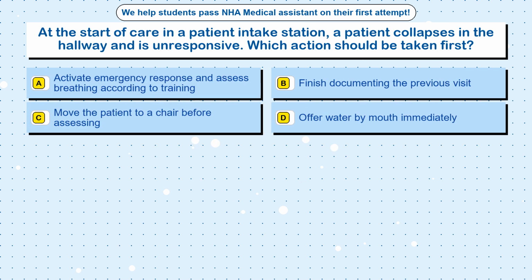Question 67. At the start of care in a patient intake station, a patient collapses in the hallway and is unresponsive. Which action should be taken first? Option A. Activate emergency response and assess breathing according to training. Option B. Finish documenting the previous visit. Option C. Move the patient to a chair before assessing. Option D. Offer water by mouth immediately.